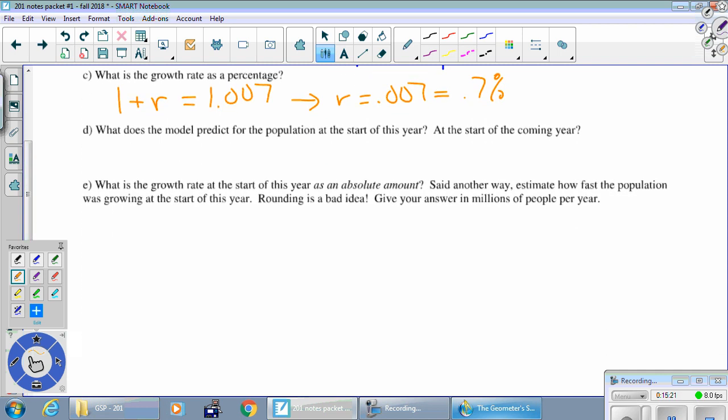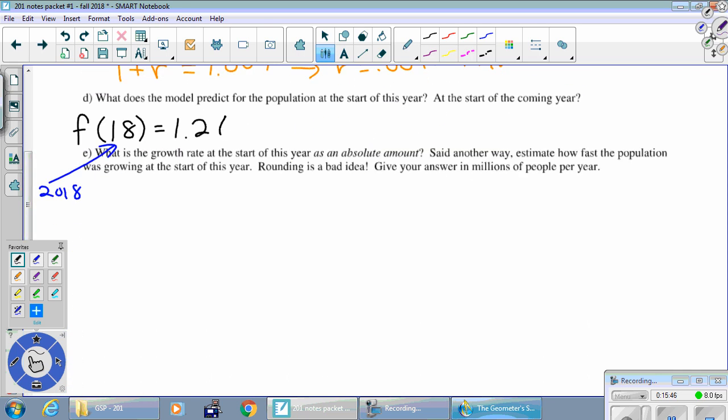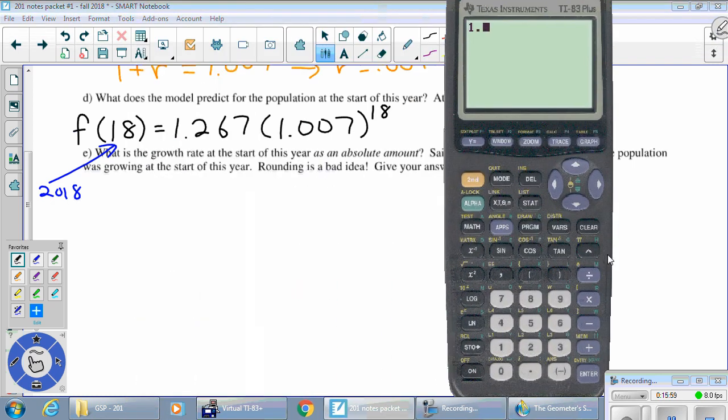What does the model predict for the population at the start of this year, at the start of the coming year? So depending on when you watch this, the answer is going to change, but the population at the start of 2018 just means plugging 18 in for the value of t. So 1.267 times 1.007 to the 18. So let's grab that on the calculator. And just while we're here, the start of the coming year, as of recording this video, that's 2019.